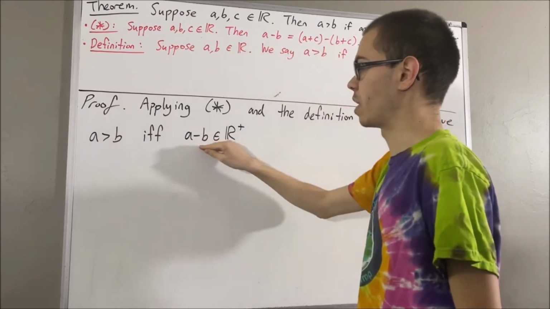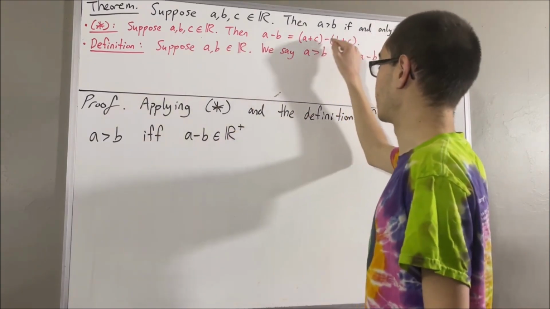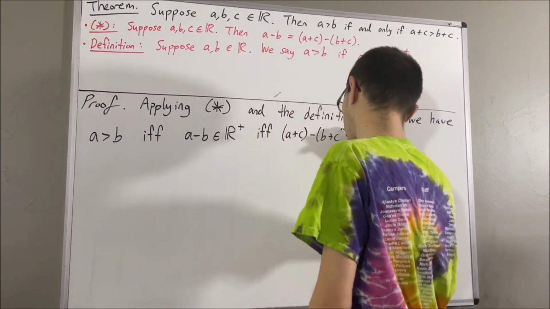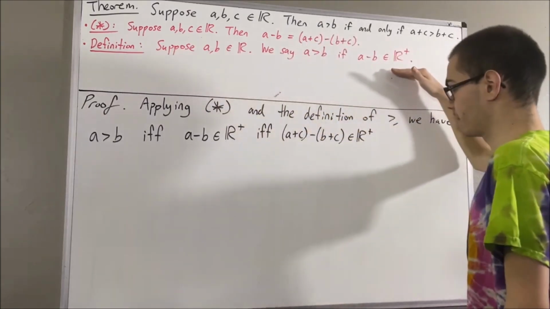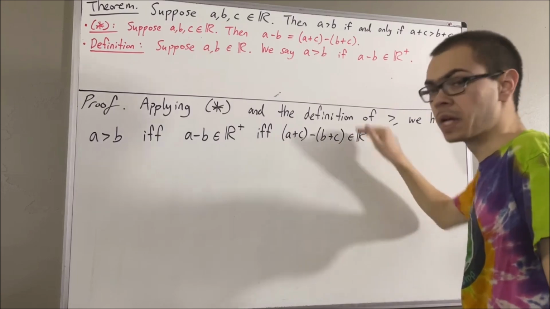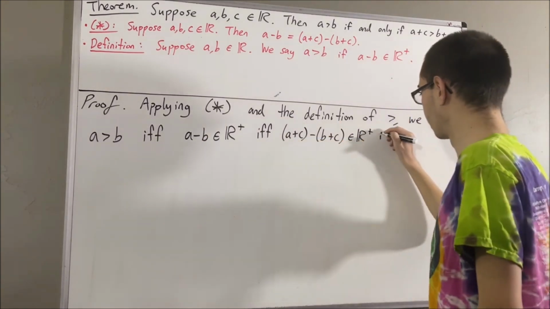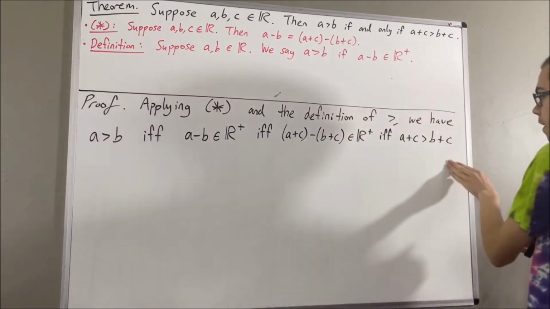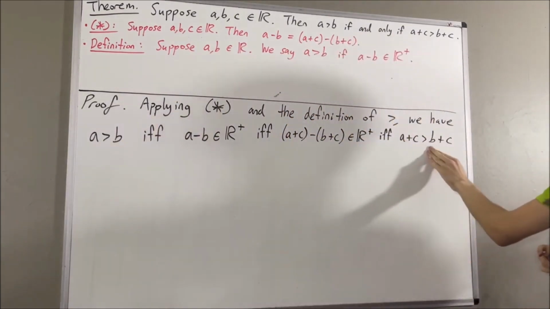So to say that A minus B is a positive real number is equivalent to saying (A plus C) minus (B plus C) is a positive real number. But then, by definition of greater than, to say that (A plus C) minus (B plus C) is a positive real number is equivalent to saying A plus C is greater than B plus C. And so, through this chain of if and only ifs, we see that A is greater than B if and only if A plus C is greater than B plus C.